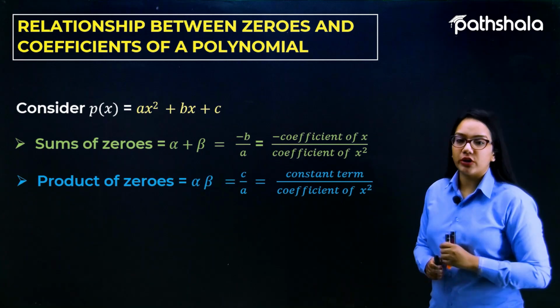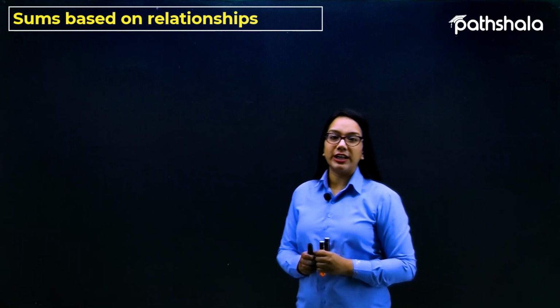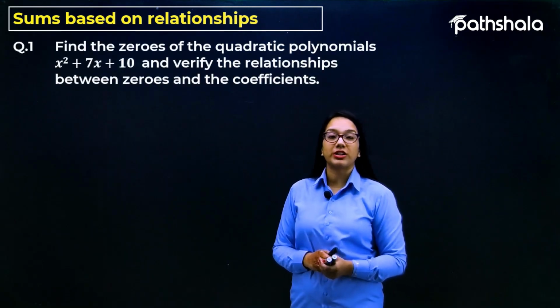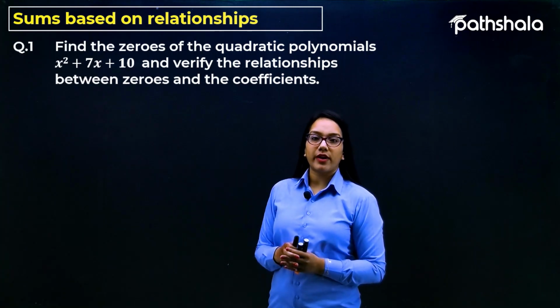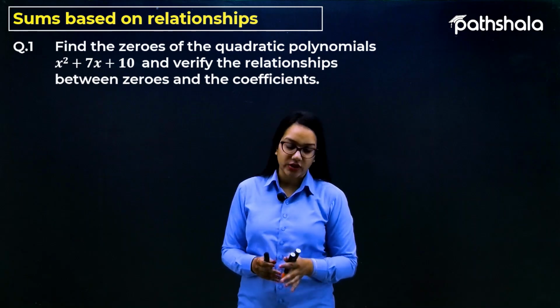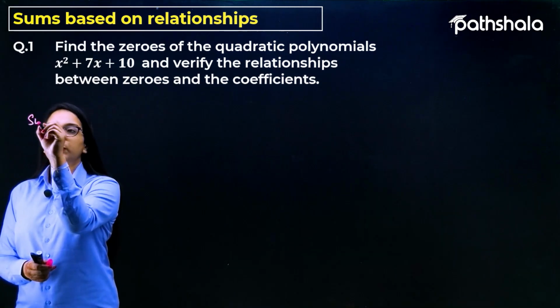Now let's move on further and talk about some of the problems which are based on the relationship. Let's talk about the very first question. It says find the zeros of the quadratic polynomial and verify the relationship between the zeros and the coefficients. So let's start the solution of this particular question.